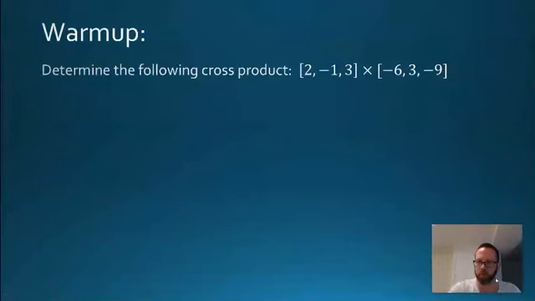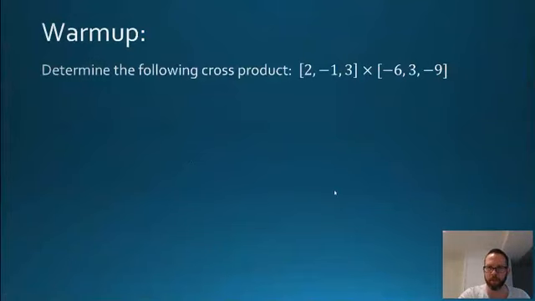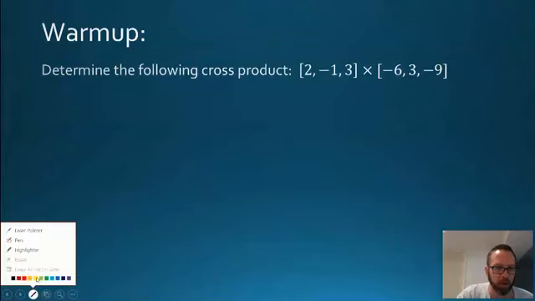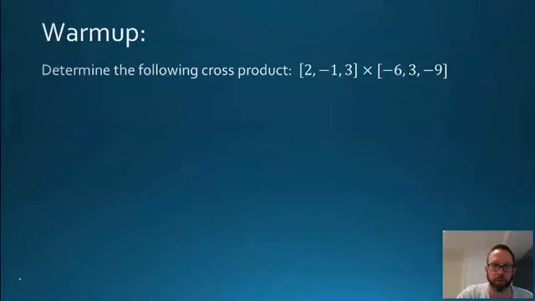Bit of a warm-up question to begin, and you can just do this on a separate piece of paper. We learned about the cross product in our last lesson. Can you find the cross product of those two vectors? 2, minus 1, 3, and minus 6, 3, minus 9. If you want to pause the video and give that a try, unpause when you're ready, or you can follow along with me. I'm using the little vertical array shortcut we learned last lesson.